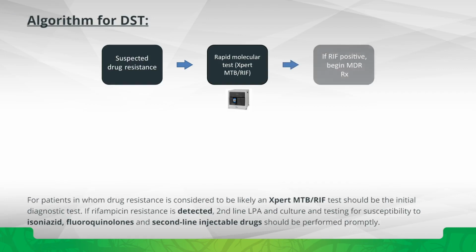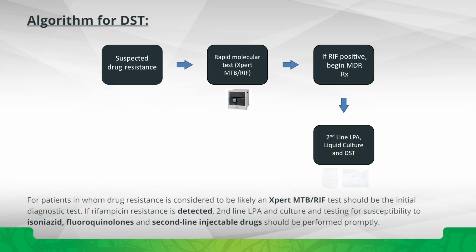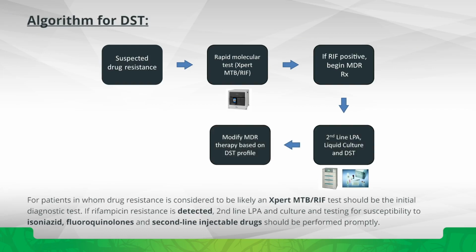If rifampicin, on the other hand, is resistant, then you have an obligation to follow up your patient to see whether rifampicin is indeed resistant and what other drugs are sensitive or resistant. The best and the fastest way to do it would be, while you initiate empiric second-line management on the basis of rifampicin resistance, send off a sample for line probe assay as well as liquid cultures.